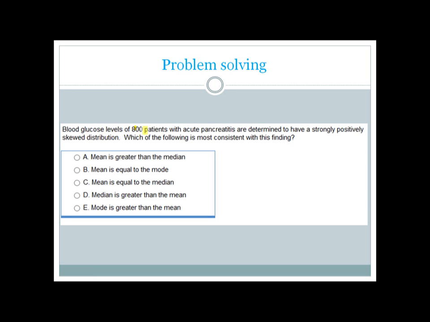Blood glucose levels of 800 patients with acute pancreatitis are determined to have a strong positive skew distribution. Which of the following is most consistent with this finding? Whenever we have a strong positive skew distribution, the mean is the highest number, followed by the median, and ultimately the lowest number is the mode. So here the first option is the answer.